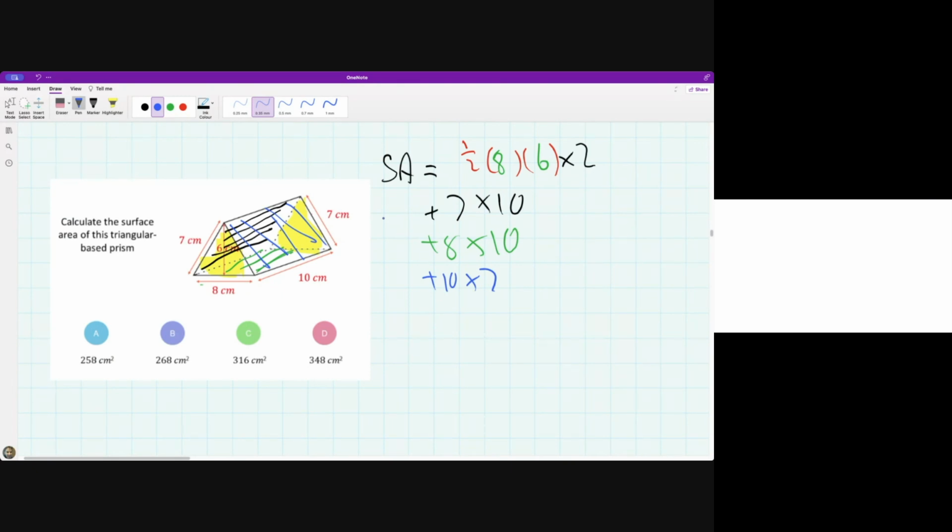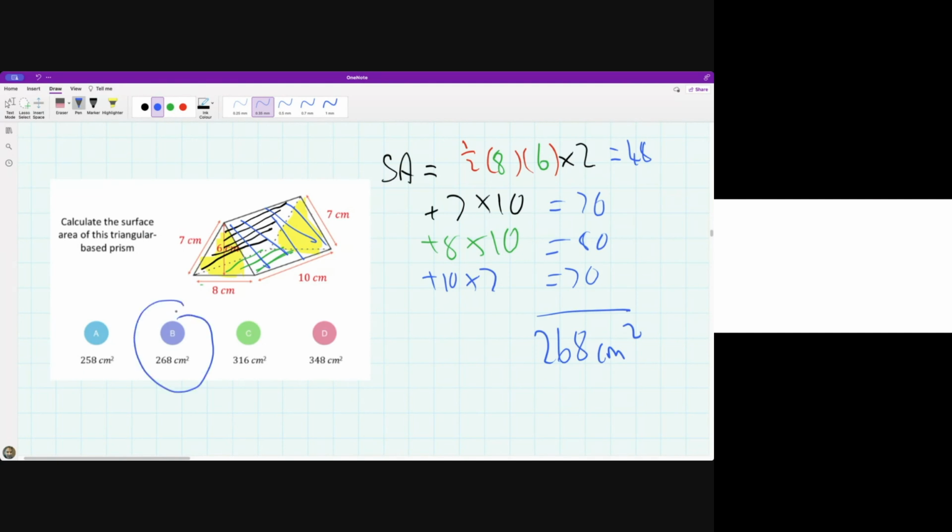So for the top bit, it's going to be 48. So this, I mean, you can do it all at once. This is 70. This is 80. This is 70. So 48 plus 70 plus 80. I seem to get 268, and it's centimeters squared because of the wrapping paper. So I get B.